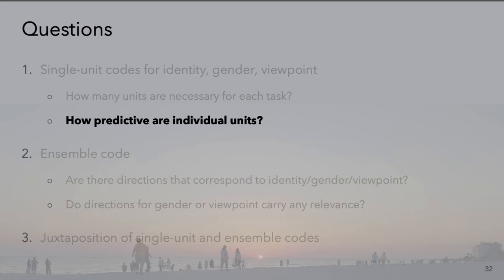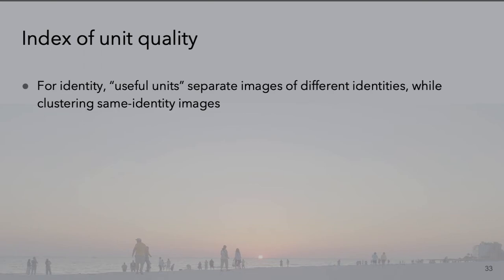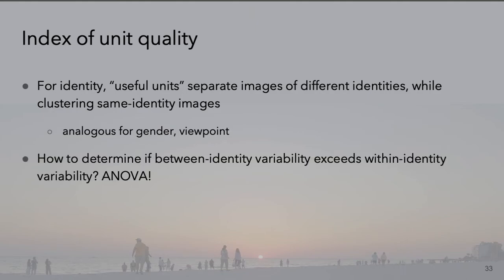We weren't expecting this, so we stepped back and asked what makes a good unit. Historically, we think of an identity unit as something that fires whenever it sees someone particular. But, defined more carefully, a unit is useful for identification if it can separate images of different identities across the length of its vector, while simultaneously managing to cluster together images of the same identity. Or in other words, a good unit would have a high ratio of between identity spread to within identity spread. The same can be said for different levels of gender or viewpoint. How do we measure between class variance to within class variance? We can use the ANOVA. Using ANOVA, we can compute an F ratio for each individual unit and use the respective effect sizes as an index of each unit's quality.